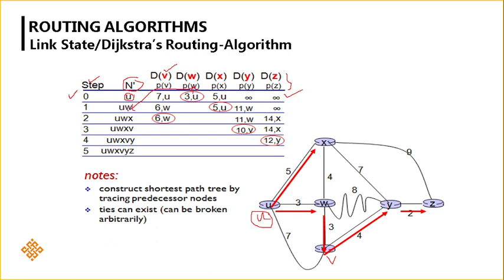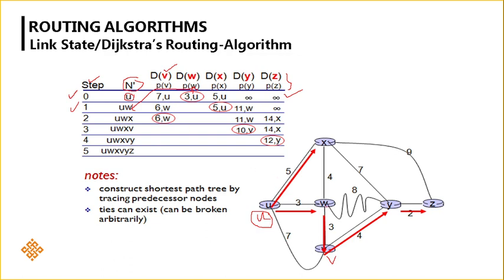Now, from u I need to find the shortest path to all the nodes x, w, v, y, and z with the help of w also. What does it mean? Now I should see the second step I am doing. u to v: previously I told you there is a direct path, 7 comma u.